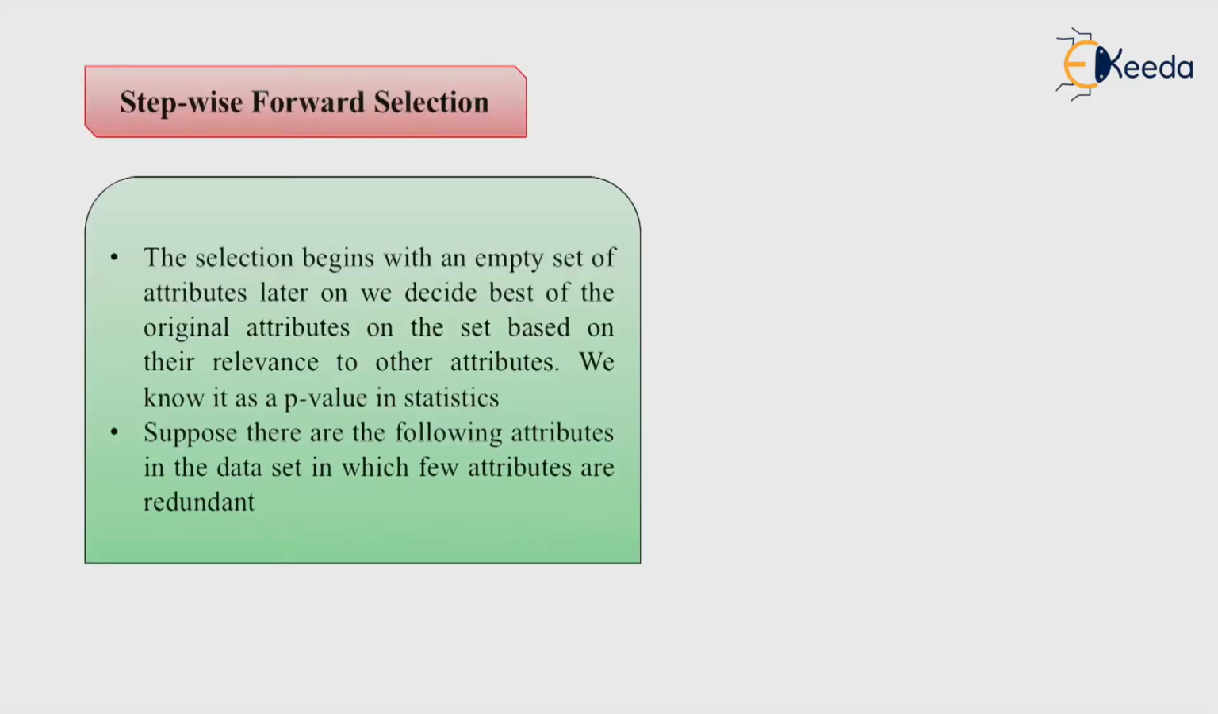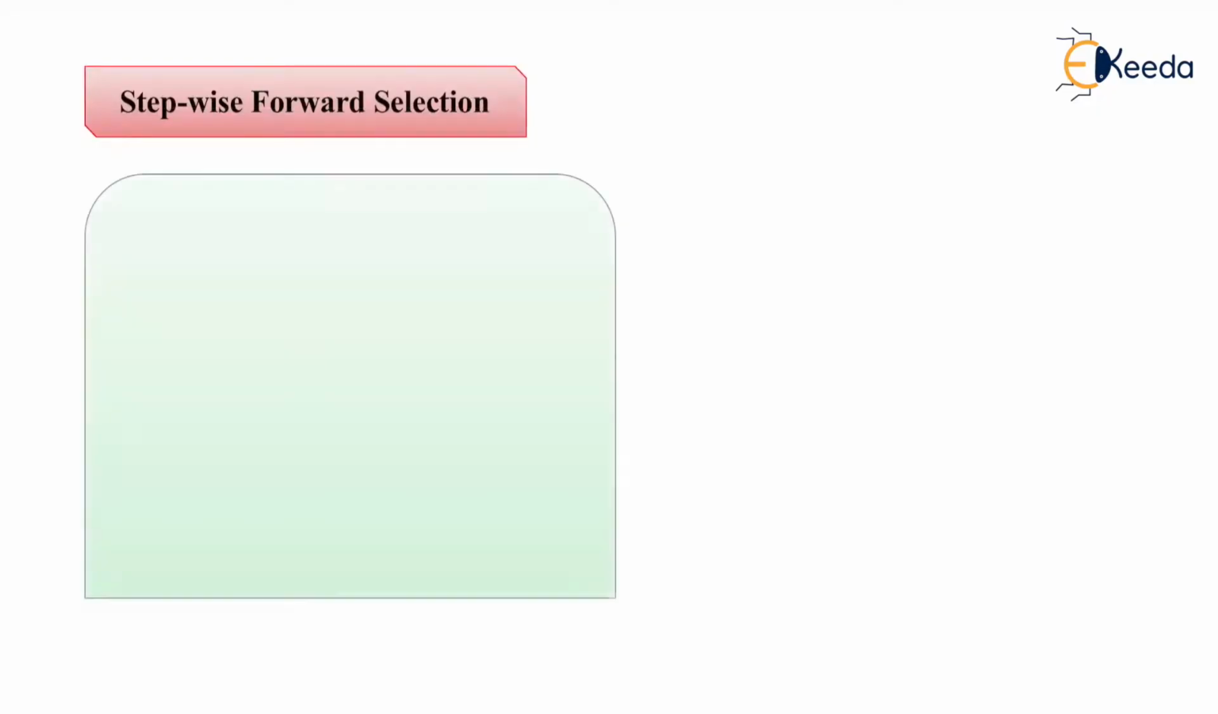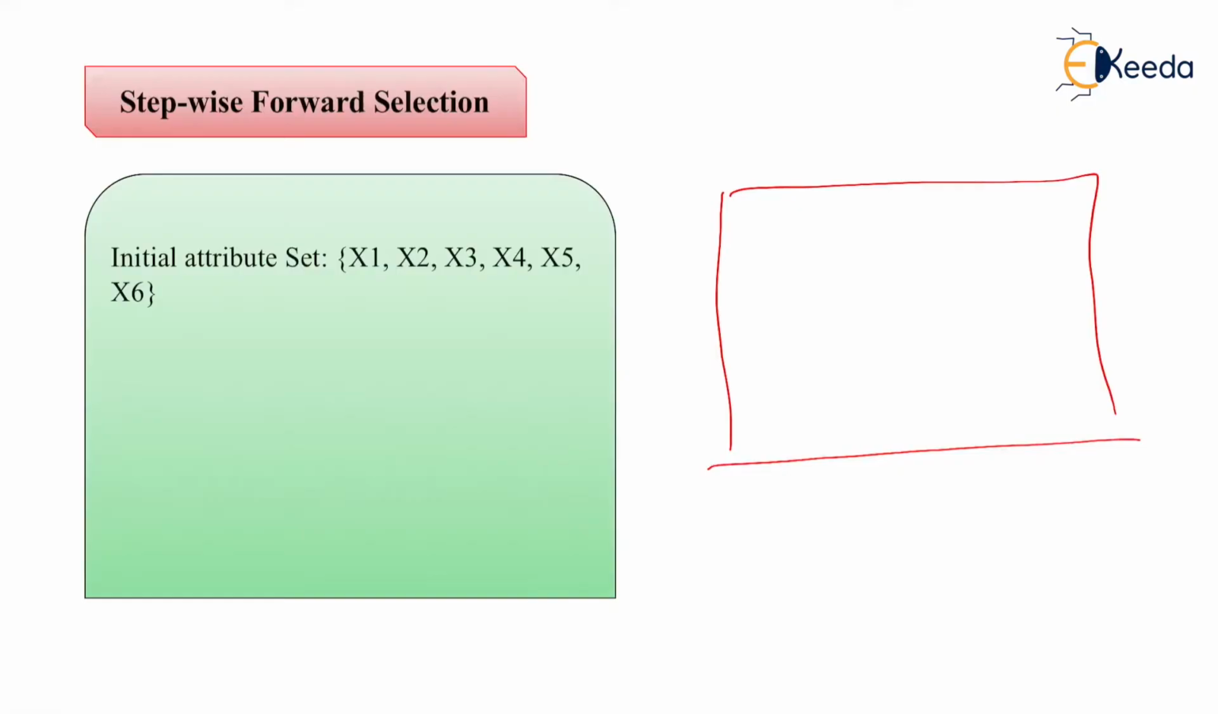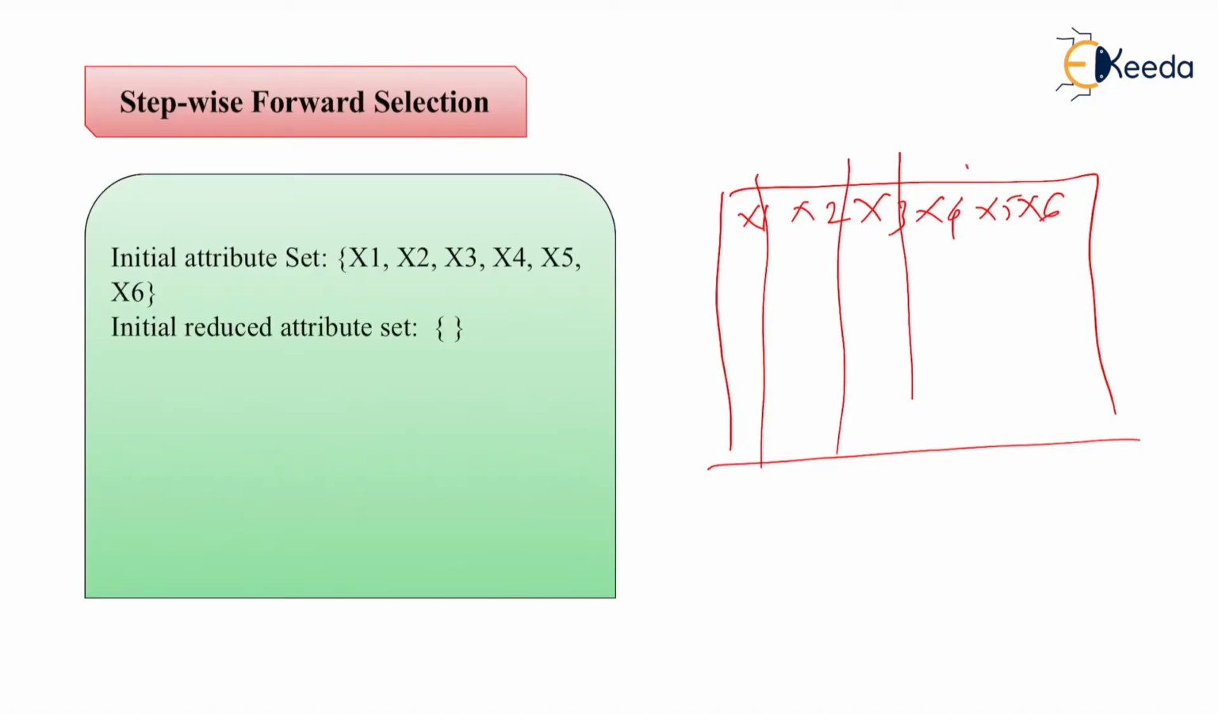Suppose there are the following attributes in the data set, in which a few attributes are redundant. Initially the attribute set contains x1, x2, x3, x4, x5 and x6. So we have one data set in which first is x1, second is x2, third is x3, fourth is x4, fifth is x5 and sixth is x6. Initially, the redundant attribute set is blank.